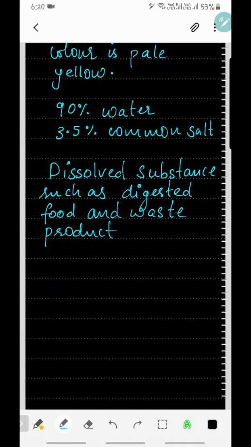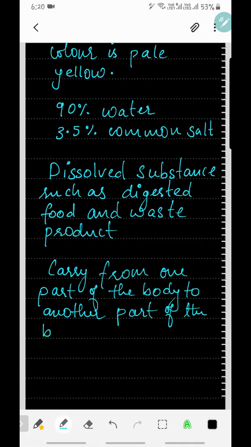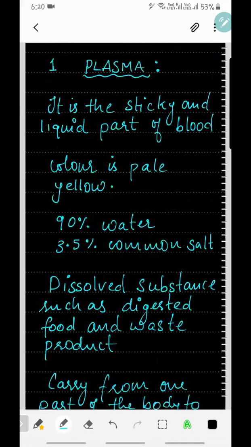And what they will do, they'll carry from one part of the body to another part of the body. Okay, so this is about the plasma.